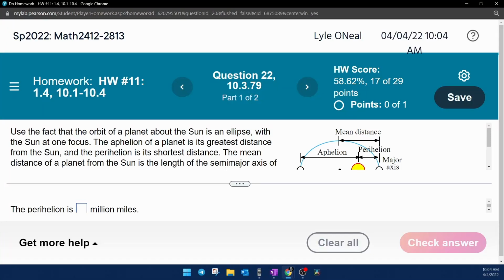All right, here we go. Question 22 from our Precalculus homework number 11 in MyLab Math. We have another word problem.